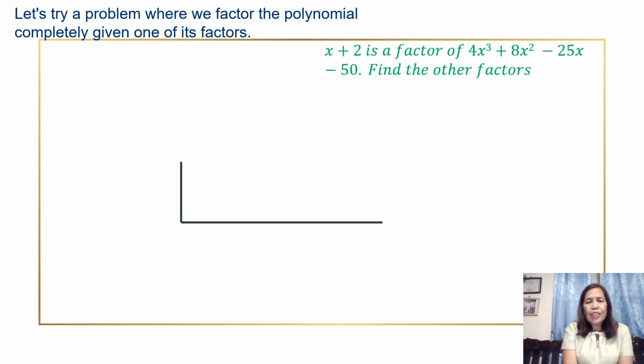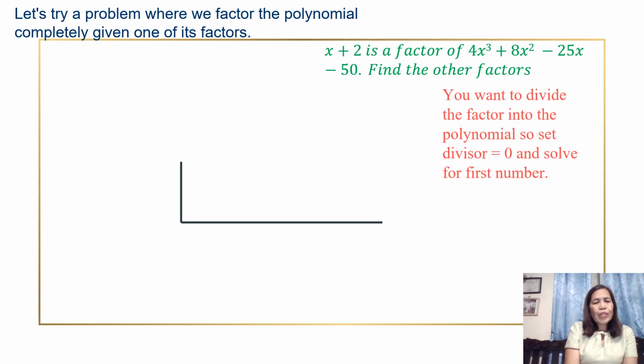Factoring completely. Ang tanong, x plus 2 is a factor of 4x cubed plus 8x squared minus 25x minus 50. Find the other factors. So, dahil meron na tayong isang factor na x plus 2, kulang pa tayo ng ilan pa? Kulang pa tayo ng dalawa. Bakit? Kasi ang degree nito, yung highest exponent ay 3. So, that means there are 3 factors. So, hanapin pa natin yung dalawa pang factors.